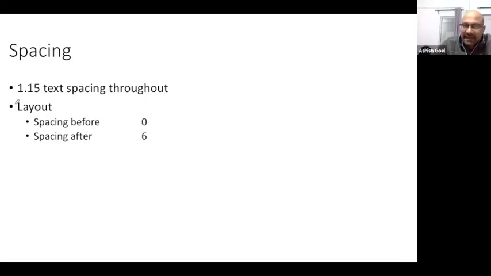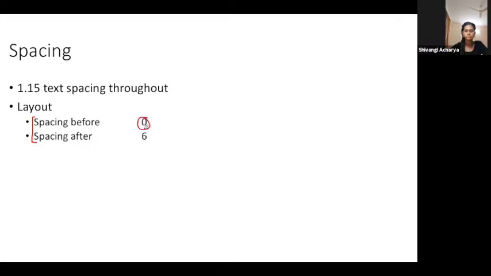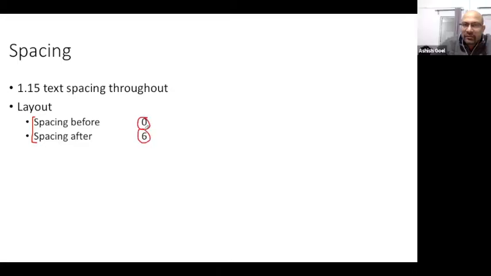Then there is a layout option in your Word document. I would prefer that you choose spacing before as 0 and spacing after as 6. If you do that, it gives a convenient space between two paragraphs and allows visually easy demarcation between two different paragraphs, where one is ending and where the other one is starting.